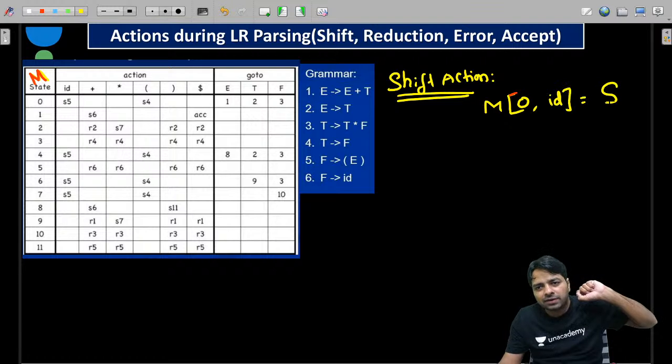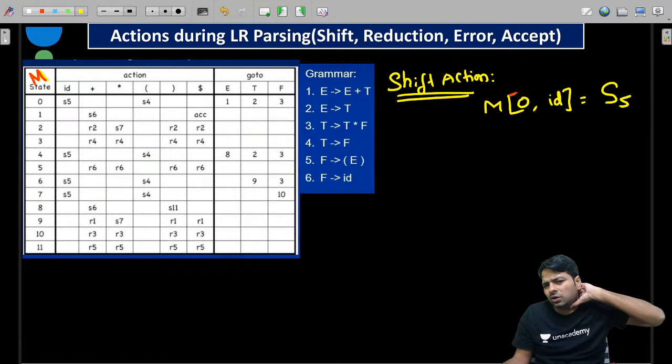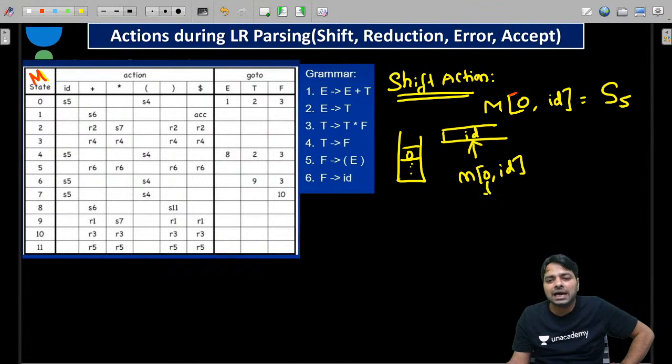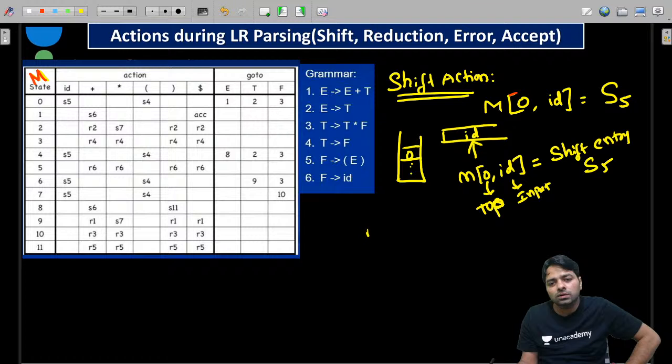It's just like S5. And why are you looking at this? Because you might have somewhere 0, and the input you might be pointing to is ID. So that's why we are looking for 0, ID. So 0 is actually the top of the stack. ID is your input. Then you are going for the entry, shift action. Shift entry, that is S5.